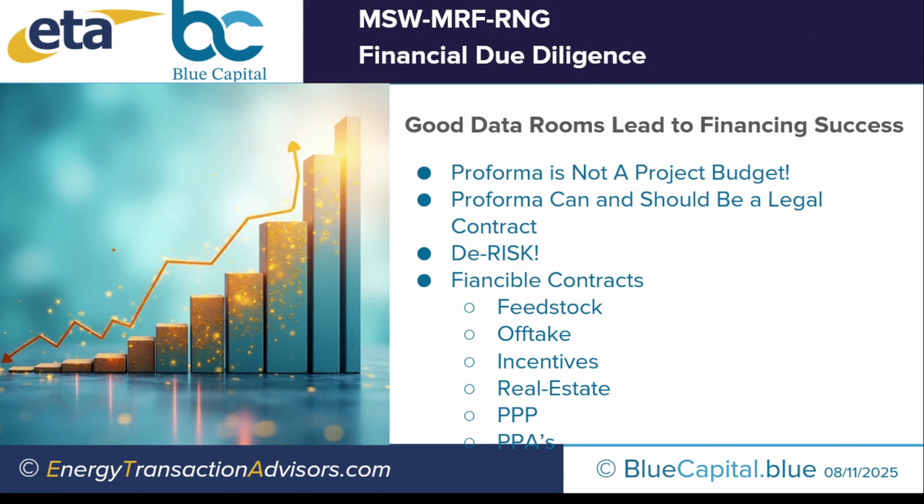Make sure all your contracts are financeable. So once again, the AAA rated companies that you're doing financing with, feedstock, offtake, incentives, real estate, all of these can be leveraged for your debt financing. Public-private partnerships and power purchase agreements, all of these are leverages for debt financing. If you have the right partners with them, they become very financeable. If you don't have the right partners, they're not.